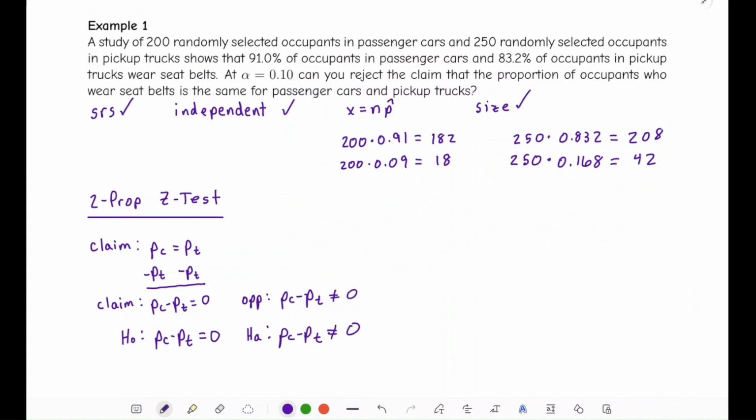Step 2 is draw a picture. Since my alternative hypothesis is not equal to 0, it is a two-tailed test, and it's from a normal distribution, so I got a bell curve. Alpha, which is the area of all the shaded regions, is 0.10, so that means each tail has to be 0.05. Now I'm ready to calculate the test statistic. The test statistic is going to come from prop.test, which I'm going to now switch over to R to do.